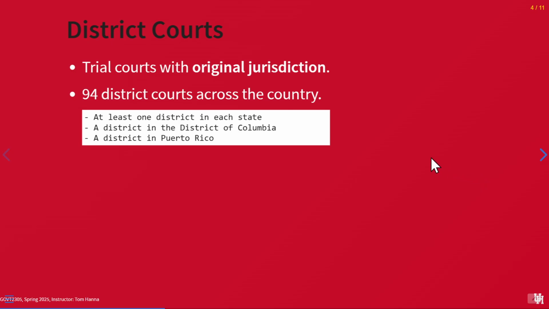The district courts are the lowest level courts. These are trial courts with what's called original jurisdiction, which I'll explain briefly in a moment. There are 94 of them across the country. Each of the 50 states has at least one. Some states obviously have more than one. Texas has a northern and a southern jurisdiction. There's a district in the District of Columbia, which is where the nation's capital is.